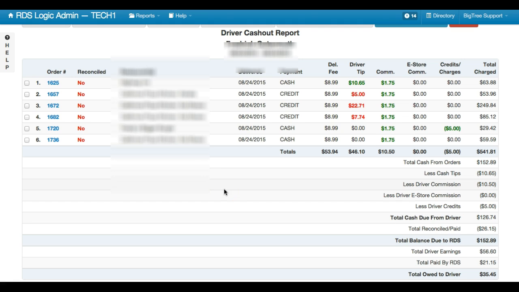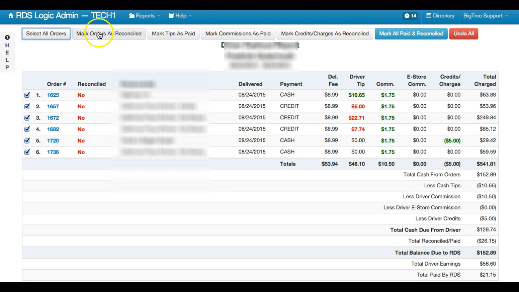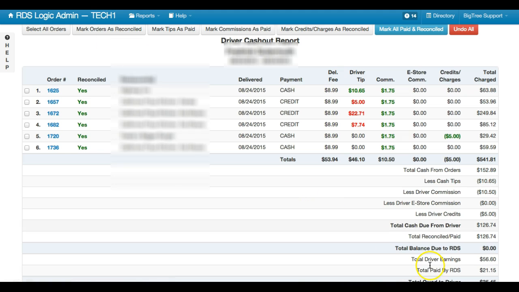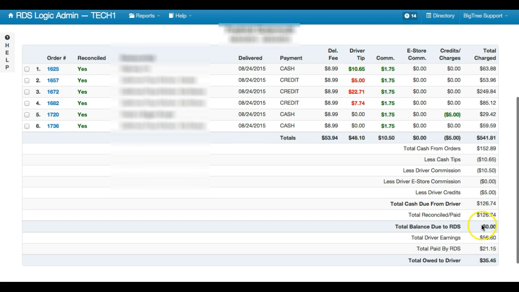So, really the last thing we need to do here is reconcile the rest of the cash or the money owed. So what we're going to do is go ahead and select all orders, and we're going to mark all orders as reconciled here. So you'll see now that we've marked the orders as reconciled, it's basically gone ahead and done the math for us and showed us that the driver owed us $126. He's now paid $126, and he owes the RDS $0, and that the total driver earnings are $56.60.